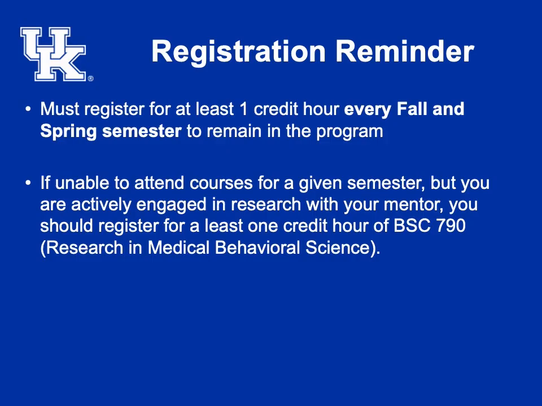One important reminder: to stay active in the certificate program, you must register for at least 1 credit hour every fall and every spring semester. So what we recommend, if you have a semester where you are unable to attend one of the 3 credit hour courses, so long as you are actively engaged in research with your mentor, you are able to register for at least 1 credit hour of BSc 790. That's the independent study course entitled Research in Medical Behavioral Science. So if you're unable to attend any of the main 3 credit hour courses, please do register for BSc 790 using the instructions I discussed earlier.